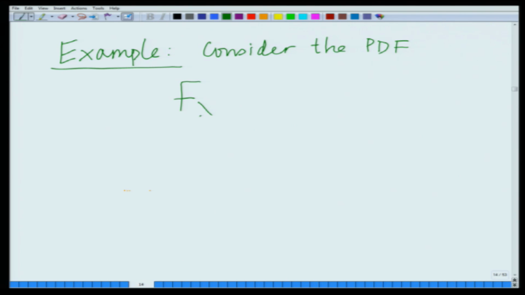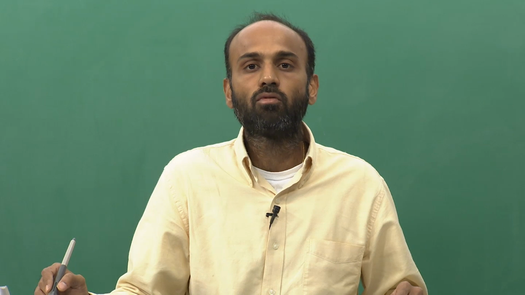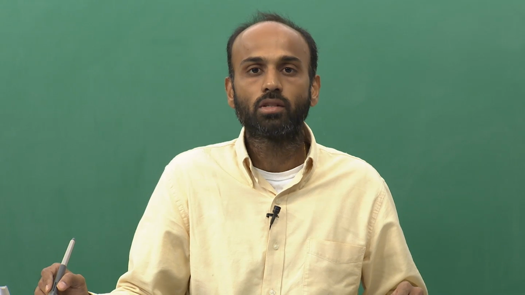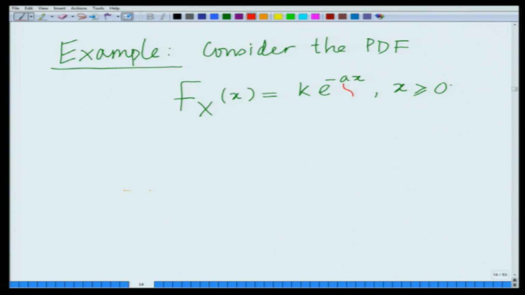Consider the PDF f of x equals k e to the power of minus ax for x greater than or equal to 0. That is, we are given a PDF which is some constant k times e raised to minus ax for x greater than or equal to 0, where a is a known constant. A is also termed as the parameter of this PDF, that is the probability density function.